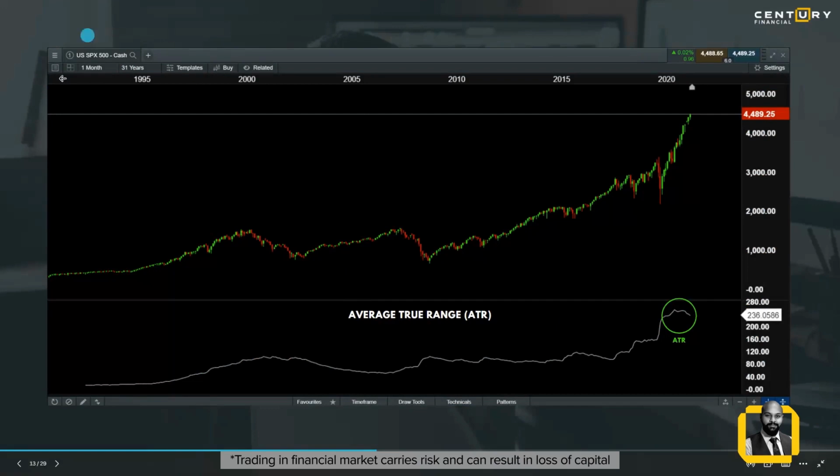Now, I'm looking at S&P 500 again, on a monthly time frame. Meaning, I'm trying to identify how many dollars S&P 500 can move in a single month. On an average, how many dollars can it move? Now we have data all the way from 1995 till now.